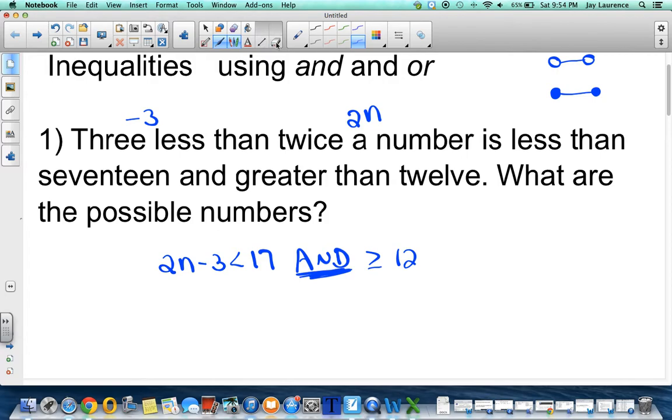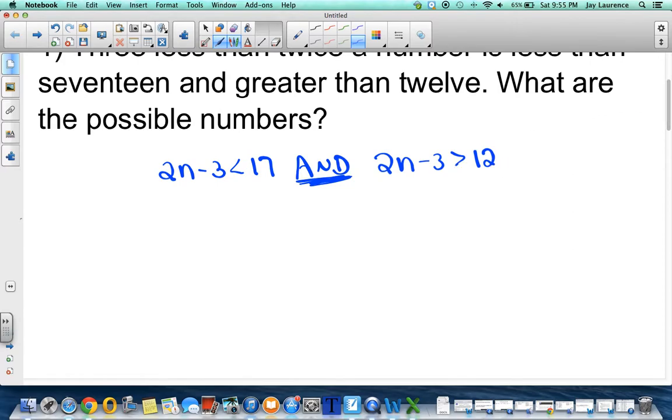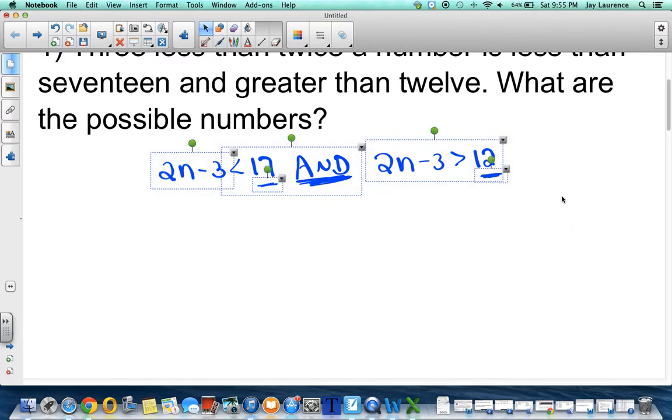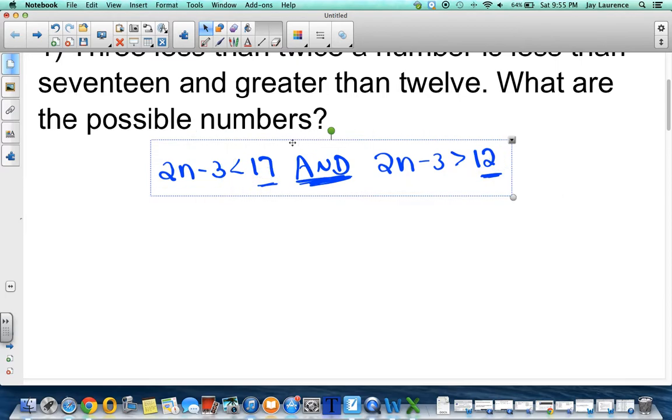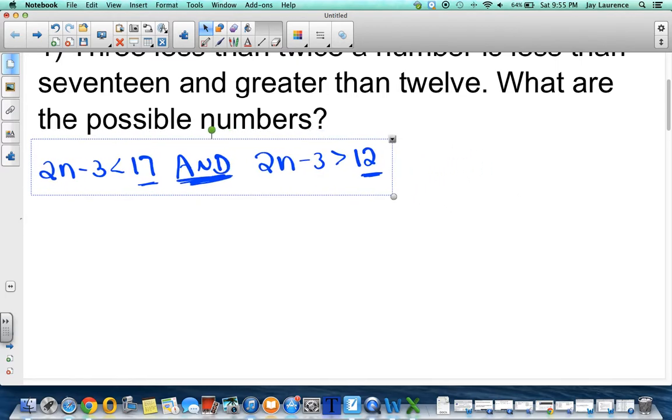Do I just go like this? No, that would be terrible. What I need to do is rewrite the 3 less than twice the number. And that's greater than 12. There we go, that looks better. Now, by the way, with ands, you see how 12 is going to be less than 17? If I wanted to, I could rewrite this a little bit differently. I'm going to solve this just like you think I should, but then I'm going to show you another way to do it.